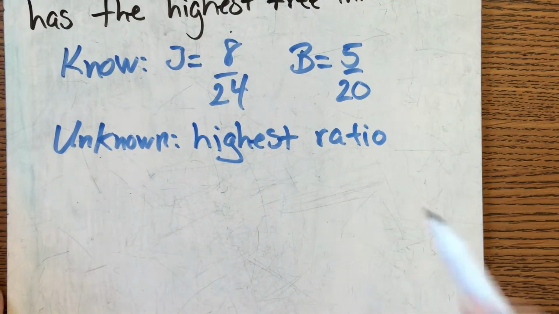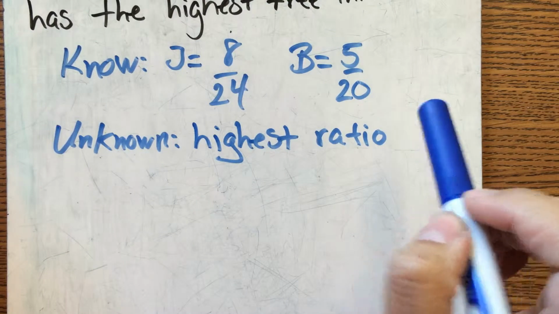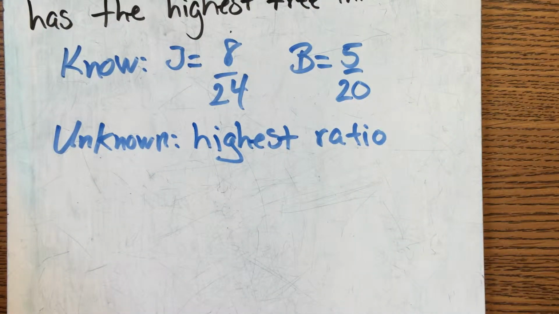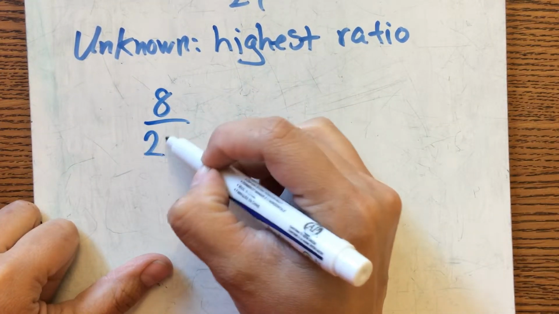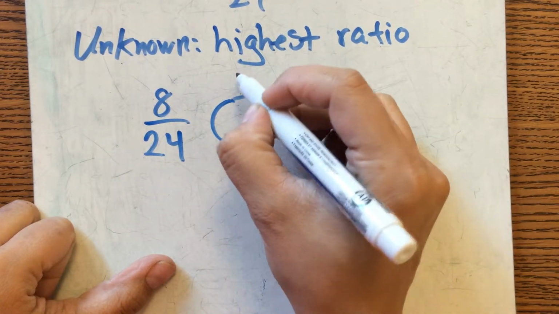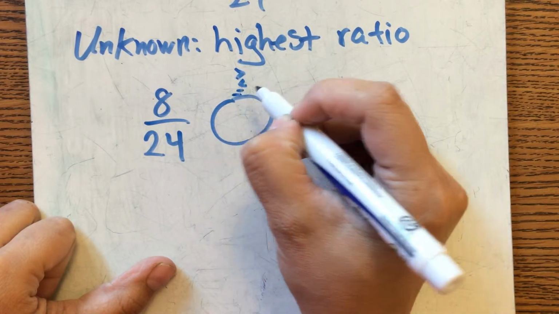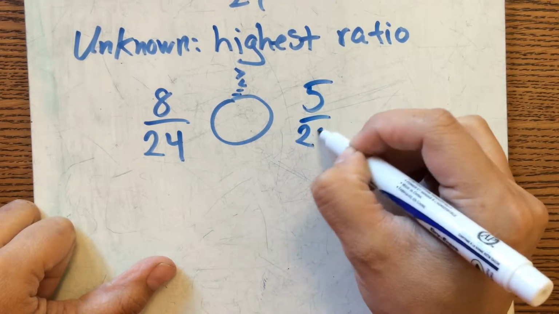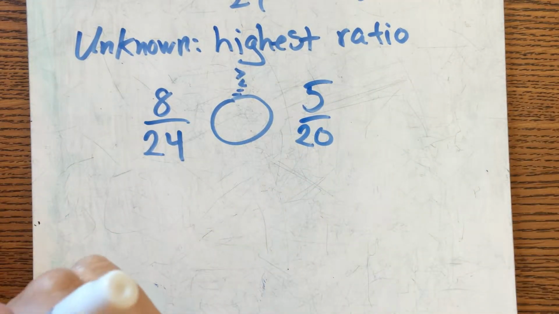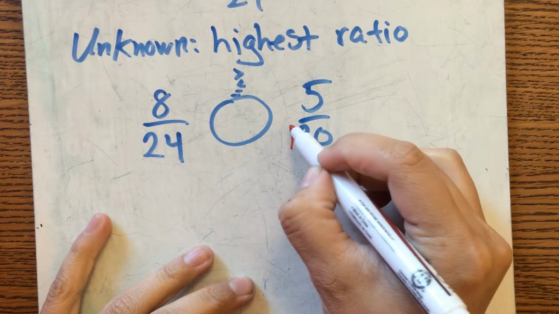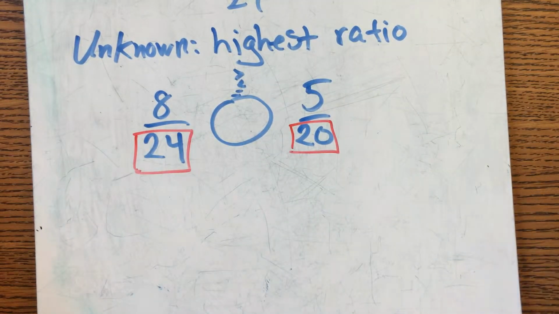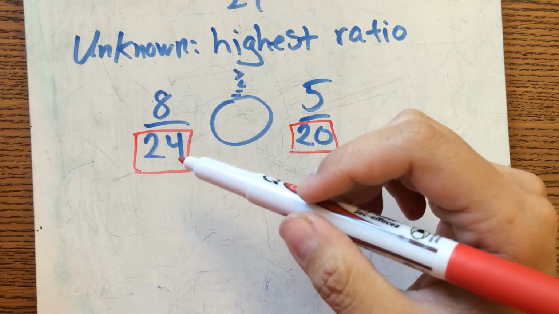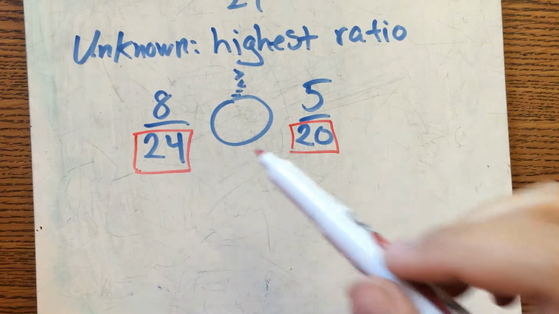So, we're comparing this number to this number. Whenever you're comparing two fractions, you need to have the same denominator. So, let's move what we know down here. We want to know 8 out of 24. Is it greater than, less than, or equal to 5 out of 20? We need a common denominator right now. We have 24 on one side and 20 on the other side. So we're going to see what denominator will be able to go under each fraction.